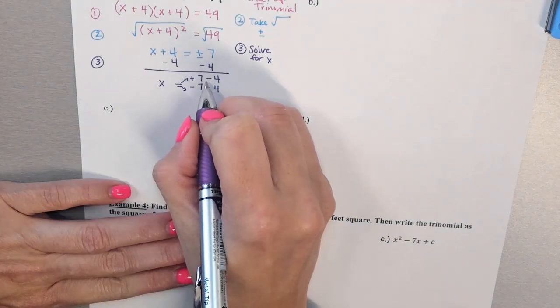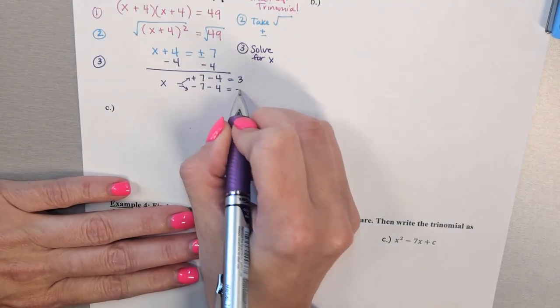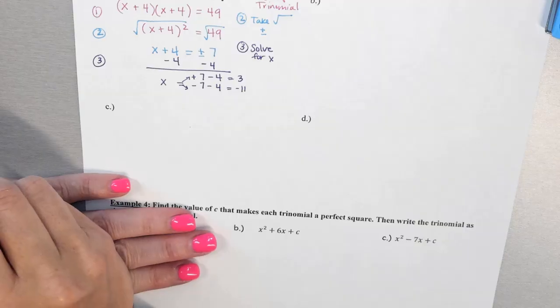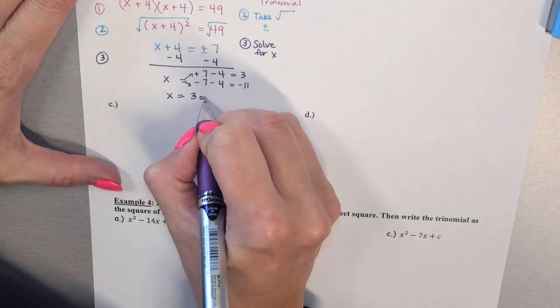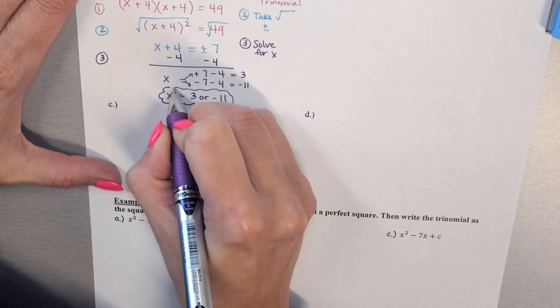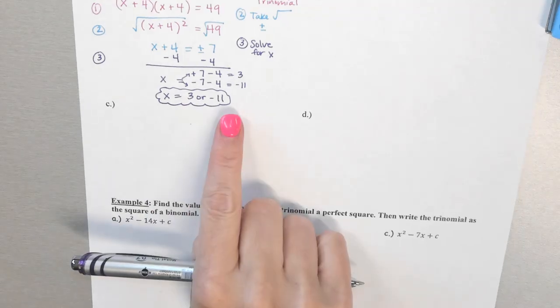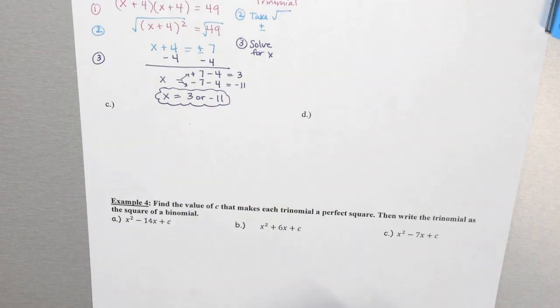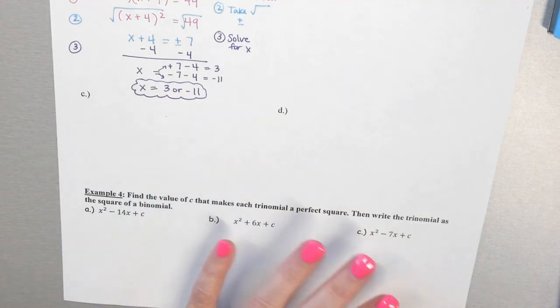So if you do 7 minus 4, you get 3. You do negative 7 minus 4, you get negative 11. So your final answer is x equals 3 or negative 11. Okay, so if it is a whole number, you are going to have 2 whole numbers as your final answer here. Okay, you can find those values.